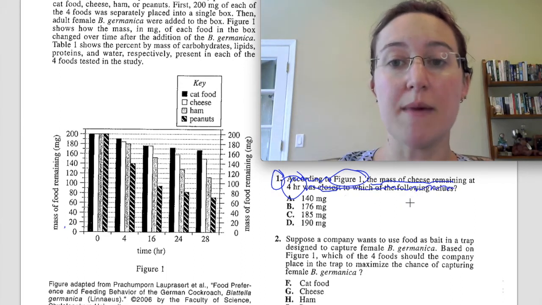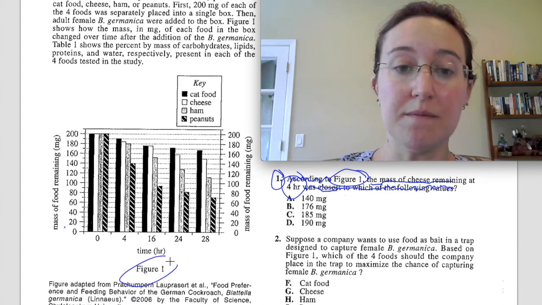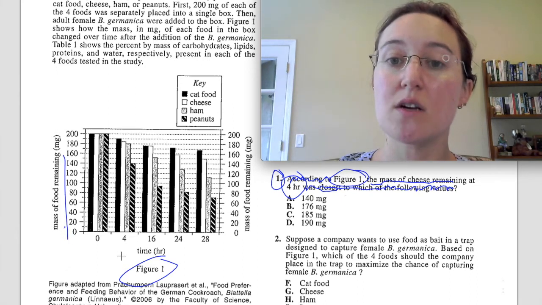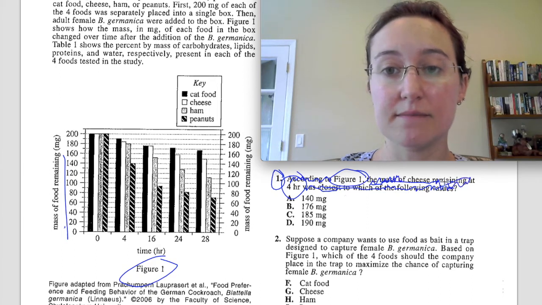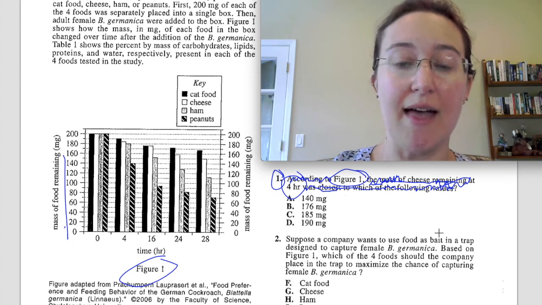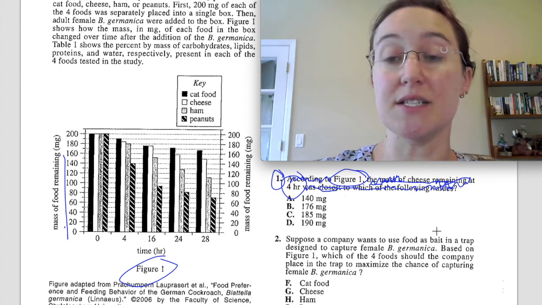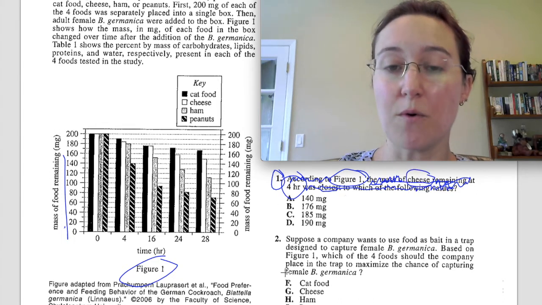Figure 1, the mass of the cheese remaining at 4 hours. If you glance at figure 1, you even see that mass of food remaining is the y-axis. So we can even cross out the words mass and remaining because that's just the y-axis. It's just asking us to look at the thing on the graph. We don't need to consider those words. So we're left with figure 1, cheese, 4 hours.